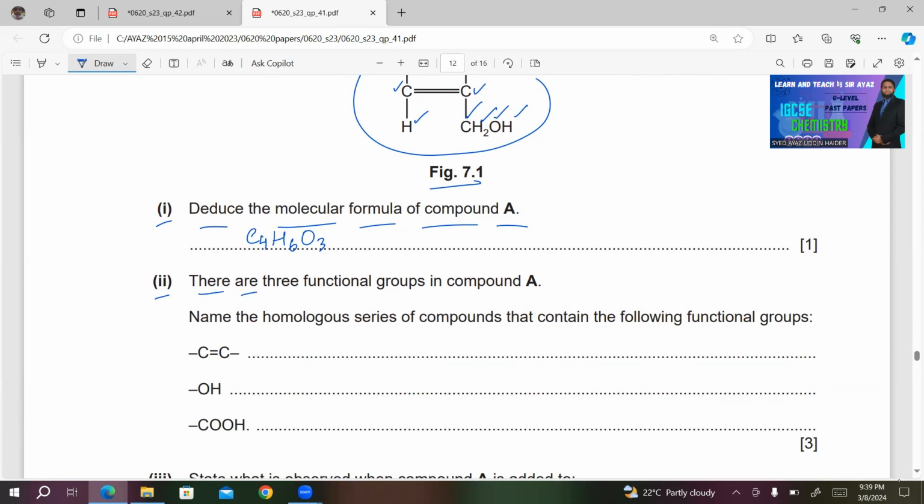Number 2, there are 3 functional groups in compound A. Name the homologous series of compounds that contain the following functional groups. Carbon-carbon double bond, it's present in alkene. So I will write alkene. OH is present in alcohol. COOH is present in carboxylic acid.